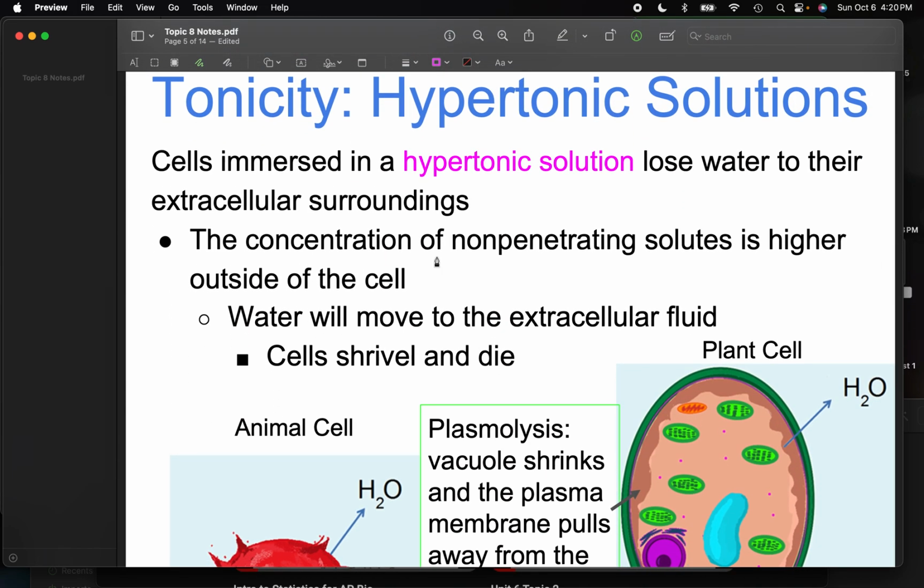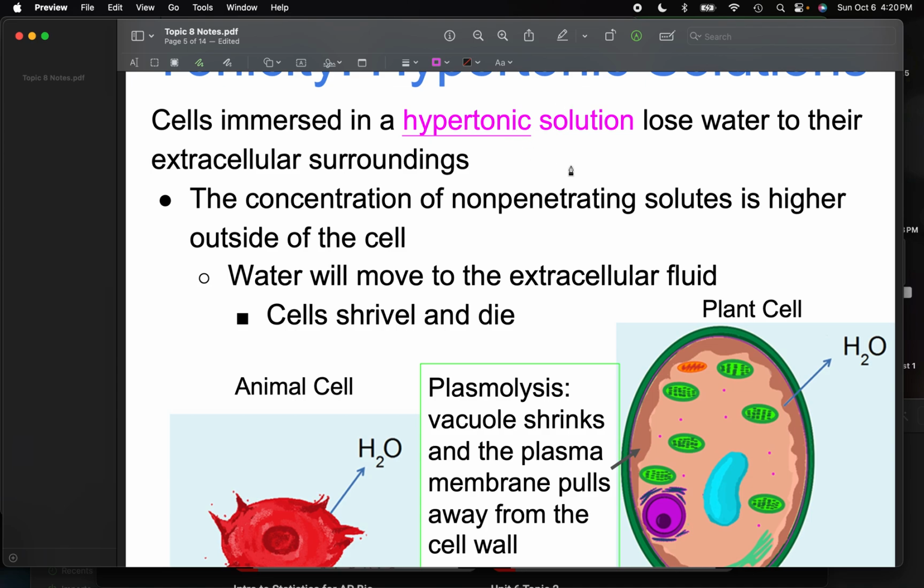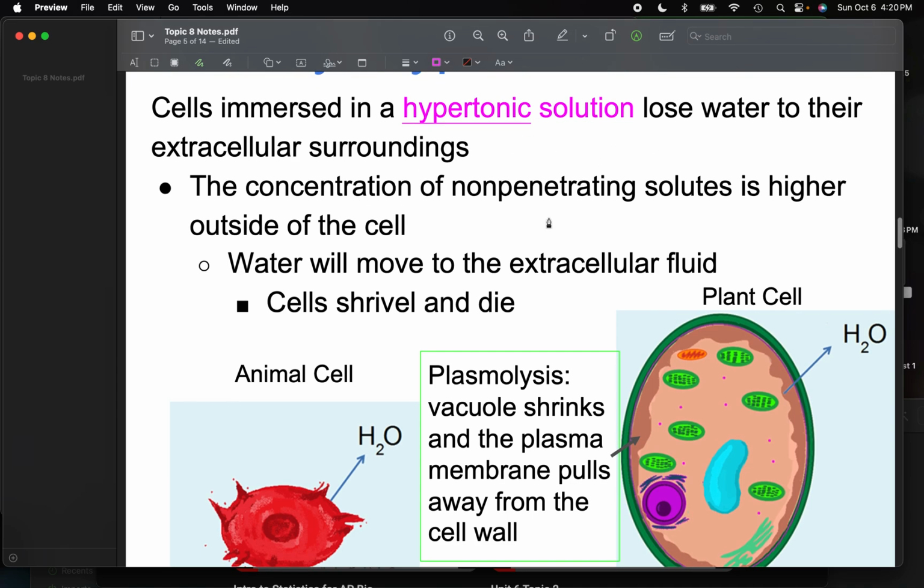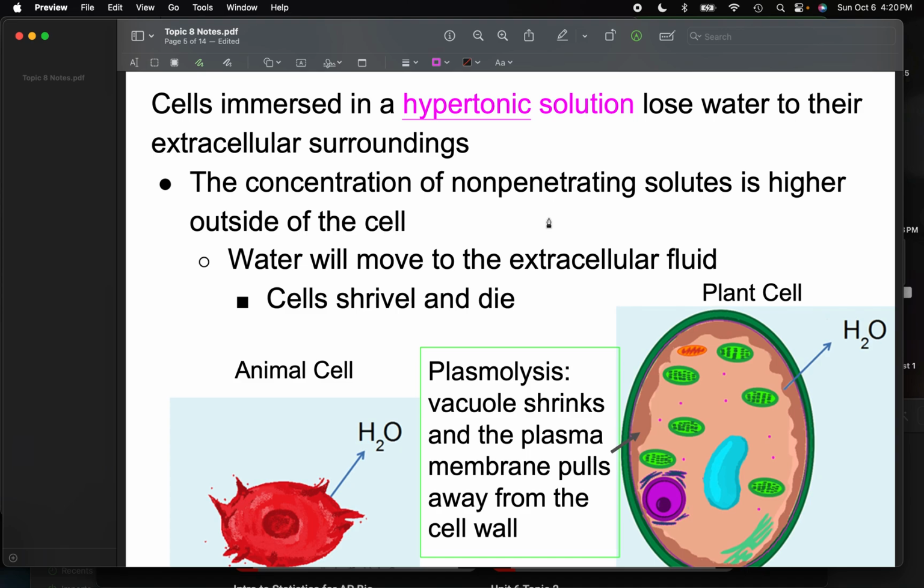Hypertonic solutions is when a cell is immersed in a solution where there is more solutes outside than inside the cell. So it's immersed into this hypertonic solution. It's going to lose water to its extracellular surroundings. So just like we saw in that first image with the tube and the membrane on the inside, and the water moves from where there's a little bit of solutes to where there's a lot of solutes. In this instance, that was a hypertonic solution. Hyper meaning more or greater than, and tonic being solutes or something else that's not water.